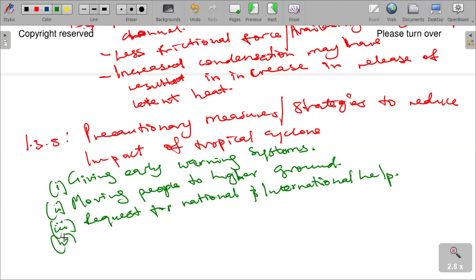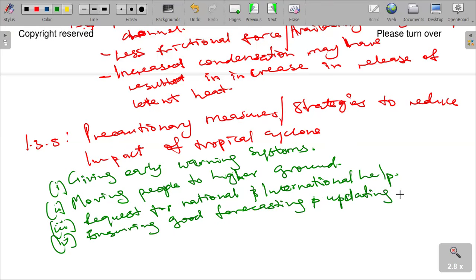We can also talk about good forecasting and also the use of media to update regularly. Ensuring good forecasting and updating people regularly. That would also help that people are always up to date with what is going to happen. That is going to also help.